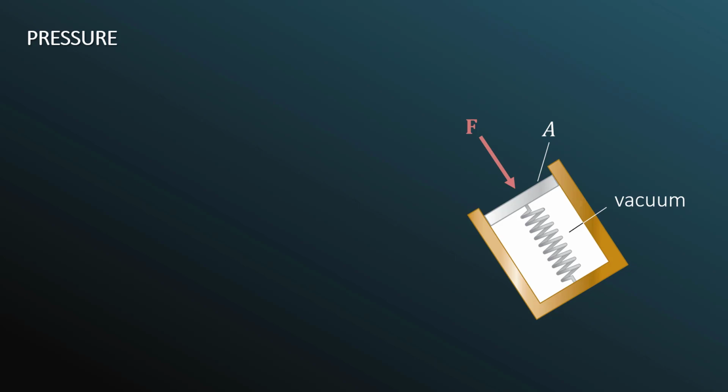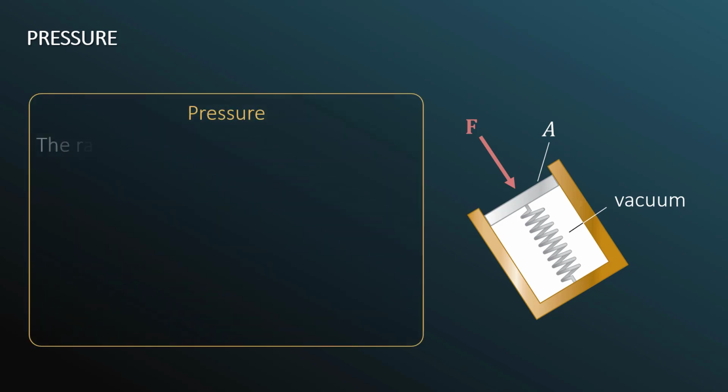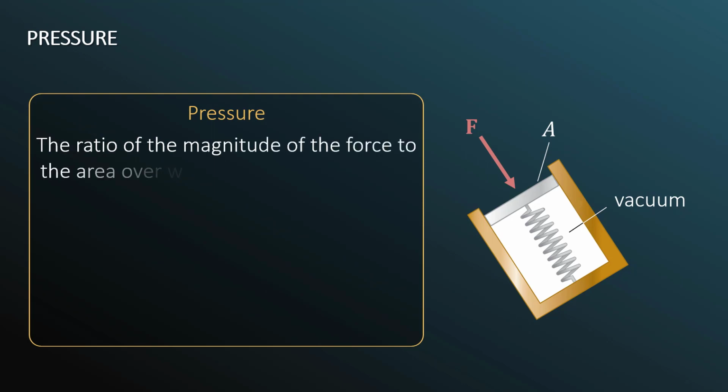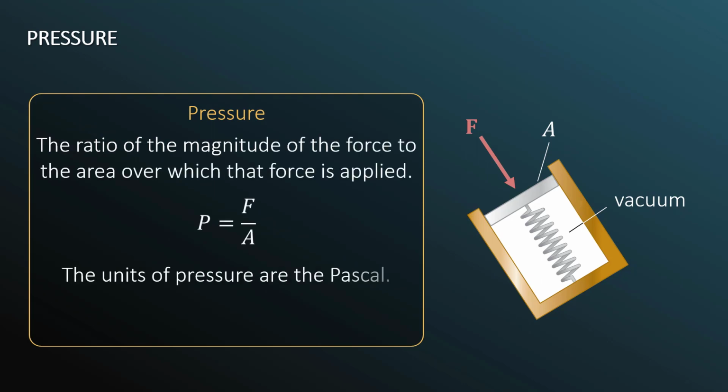The fluid pressure can be measured directly from this information, given that the spring has been calibrated prior to this experiment. But what is pressure? We haven't even defined it yet. Pressure: the ratio of the magnitude of the force to the area over which that force is applied. So P equals F over A. And the units of pressure are the Pascal. It's important to note that pressure is a scalar quantity, so we use the magnitude of the force.